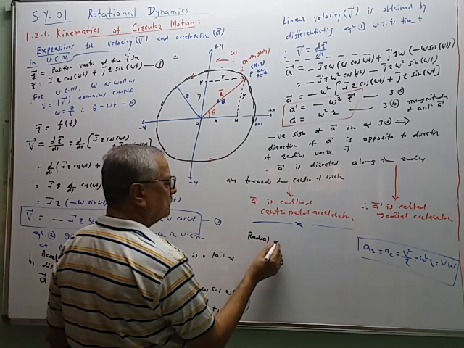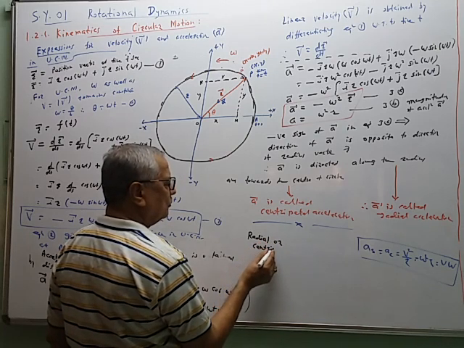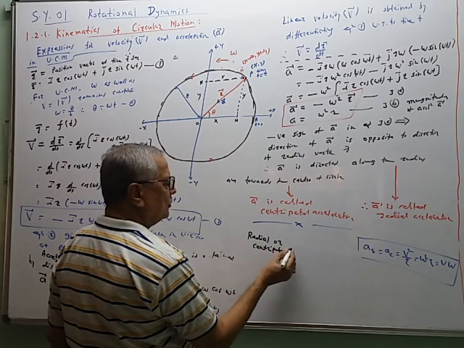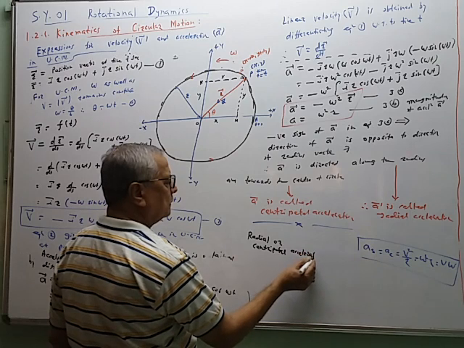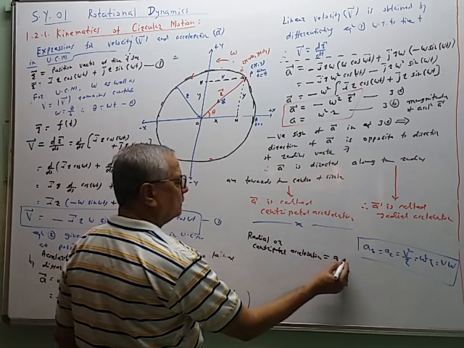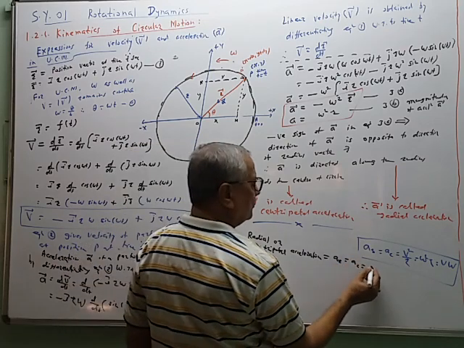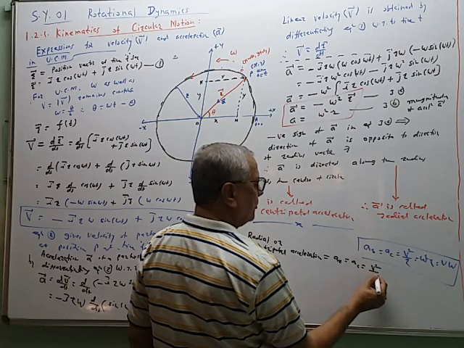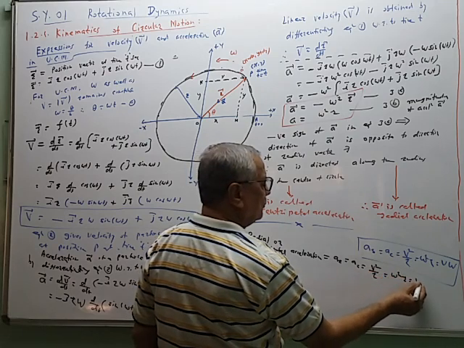Radial, R, centripetal acceleration equal to AR equal to AC equal to v square upon r, omega square r, v into omega.